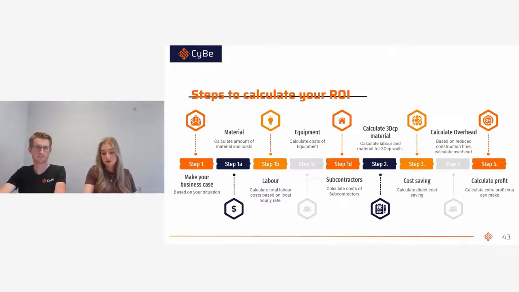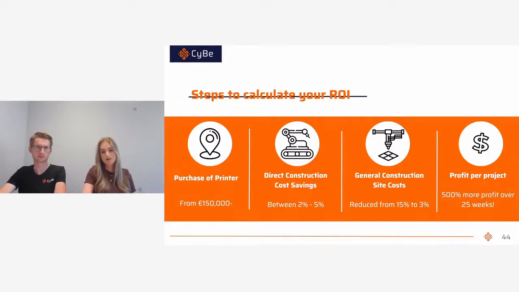After that, you move on to the cost savings. So when knowing all the variables, you will also know how much cost you can save by 3D concrete printing. And then you will be able to calculate, based on the reduced construction time, the overhead costs that you will be having. And then as a last step, you will eventually be able to calculate the extra profit that you can make by means of 3D concrete printing. Basically, part of calculating the return of investment is, of course, the initial purchase of the printer. We have printers available from 150,000 euros, and which printer is most suitable for your project will depend on the printing strategy that you will be using and the type of projects that you will be doing.